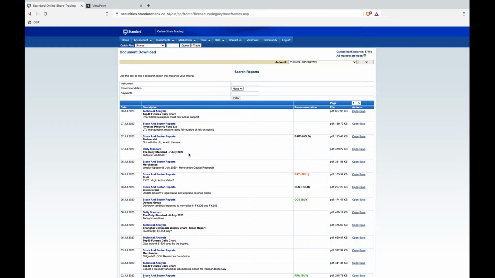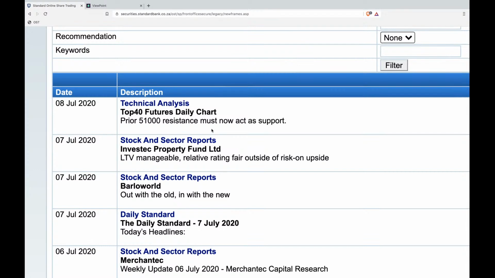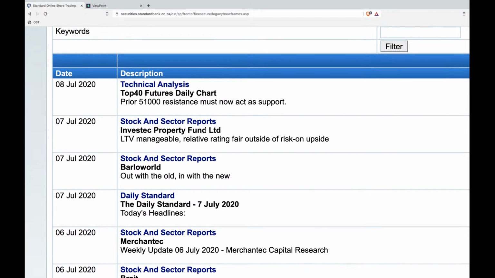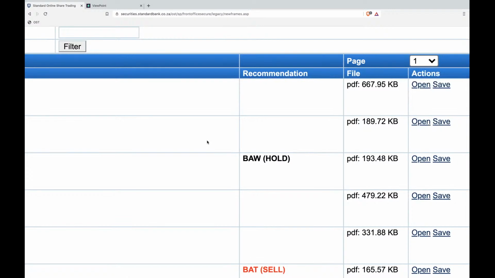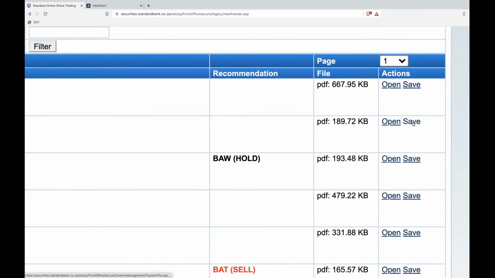Yesterday there were 3 uploads, and typically what we're going to find is that there will be, for example, the technical analysis. This comes out just ahead of the morning open. This is from the Traders Corner, and this is just looking at the top 40 futures. As we go down, we can see a report on the Investec Property Fund, particularly focusing on their loan to value, relative rating, etc. And if you go across, you'll see you can open it, you can save it, and if it's giving a recommendation.